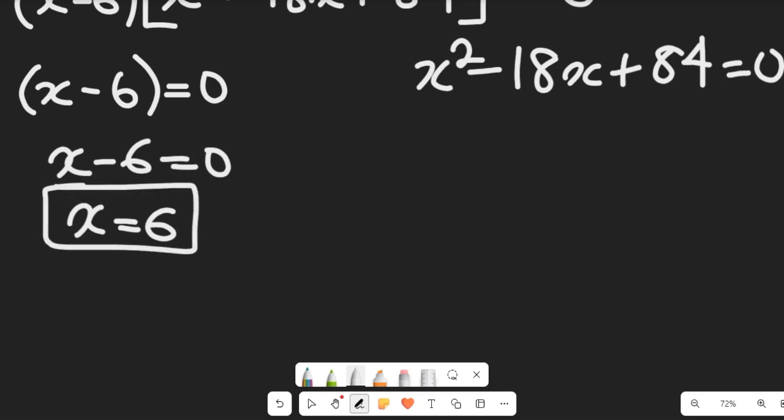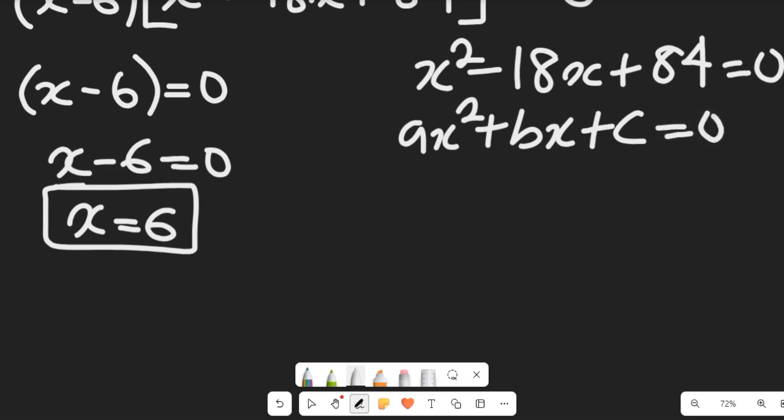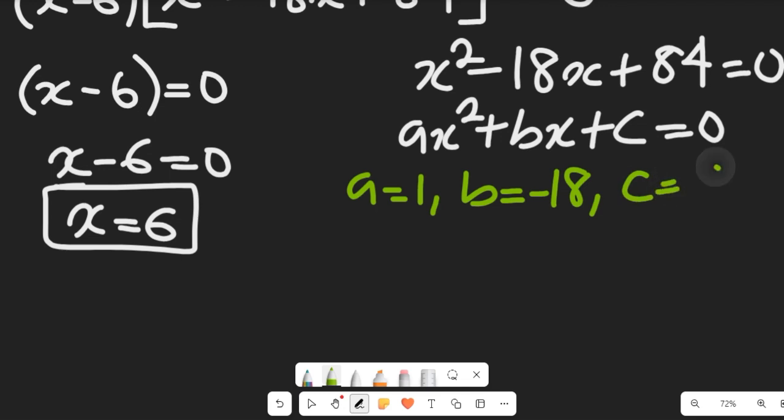Now the next thing we're going to look for is to simplify this to get the other two values of our x from that quadratic equation. Remember, this is similar to ax squared plus bx plus c, which is the quadratic formula. From this expression, a is equal to 1, b is equal to negative 18, and c is equal to 84.